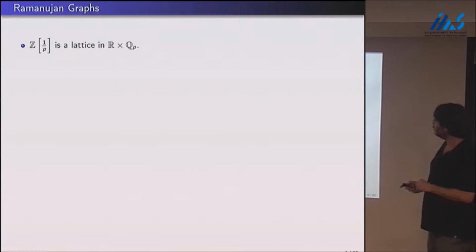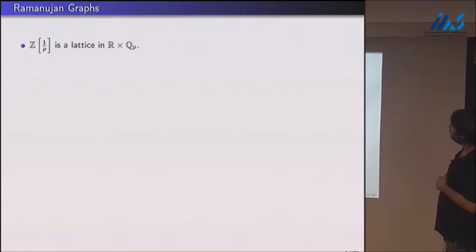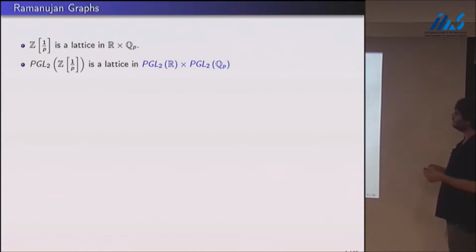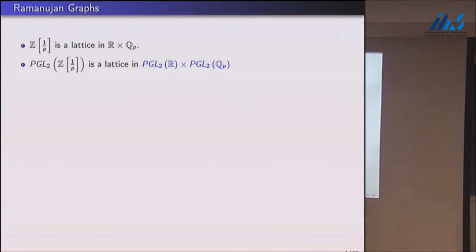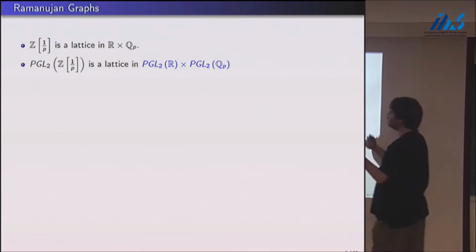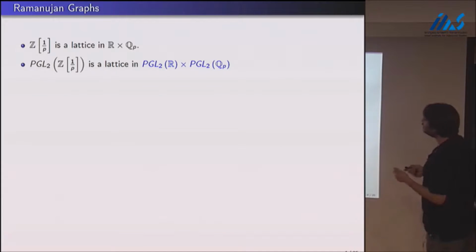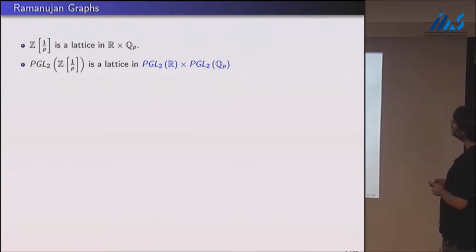And when you start learning p-adic numbers, you get the exercise to show that Z[1/p] is a lattice in R cross Q_p. So it's quite easy to show this thing, and then you take a leap of faith and accept that PGL_2(Z[1/p]) is still a lattice in PGL_2(R) cross PGL_2(Q_p), or you can actually work this out.